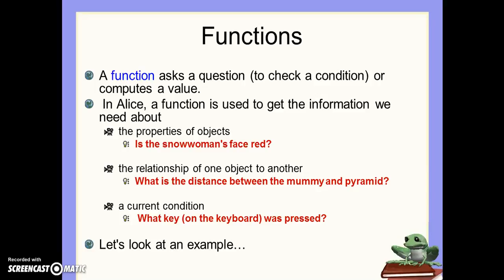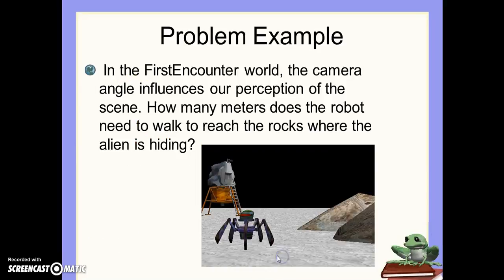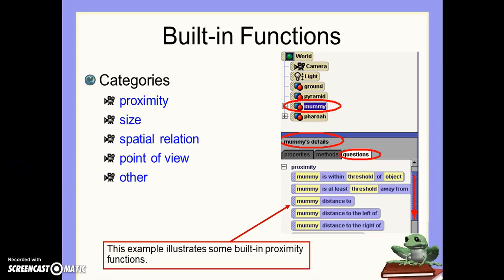Now that might get your head spinning a little bit trying to grasp exactly what's going on here. So let's take a look at an example. If we take a look at the first encounter world, which is the one that we started off working with in Chapter 2, the camera angle is going to influence our perception of the scene. Do we really know how many meters the robot might need to walk to reach the rocks where the alien is hiding? Probably not. It would probably be trial and error or a guesstimation. So how do we solve that problem?